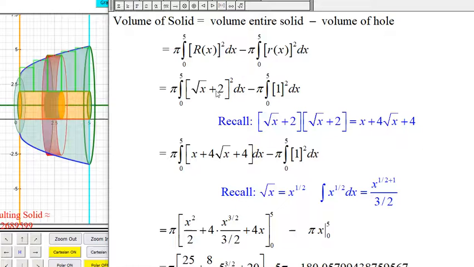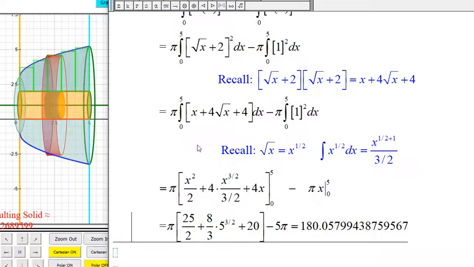Now, the square root of x plus 2 squared is just the square root of x plus 2 times the square root of x plus 2, and we get x plus 4 times the square root of x plus 4. So that's what we end up with here. And then 1 squared is just 1. The antiderivative for x is just x squared divided by 2.